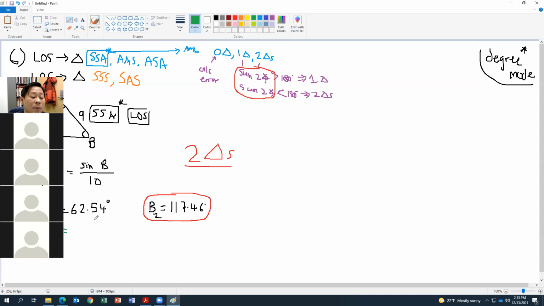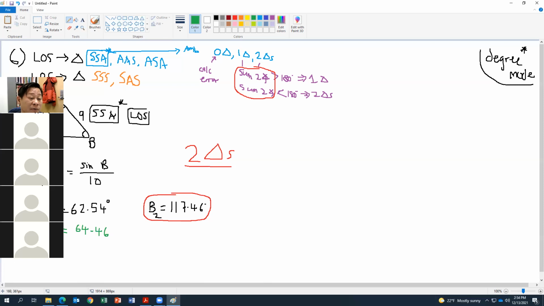Anyone know how to find angle C1? Again, the sum of all these angles is what? 180. So you just need to add the 53 with 62.54 and subtract it from 180. That gives 64.46. And then you find the side C1.